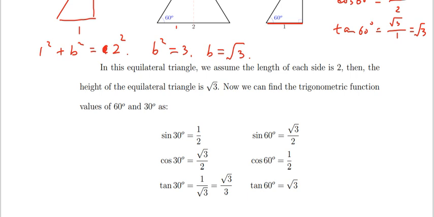Sometimes we don't like a radical in the denominator, so we can change this to radical 3 over 3. So for these typical triangles, we can find exact values. Without using a calculator, we can find the exact values for trigonometric functions.